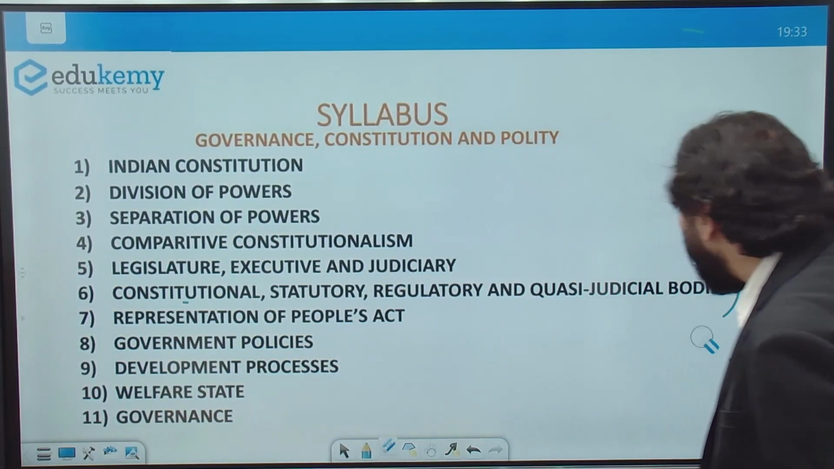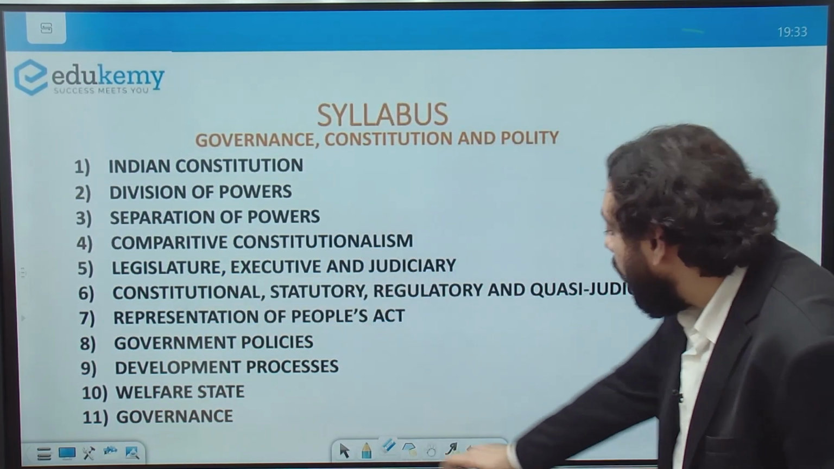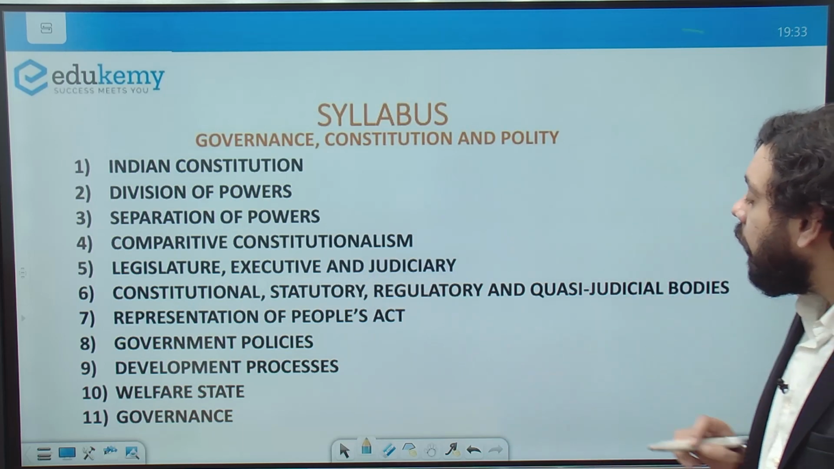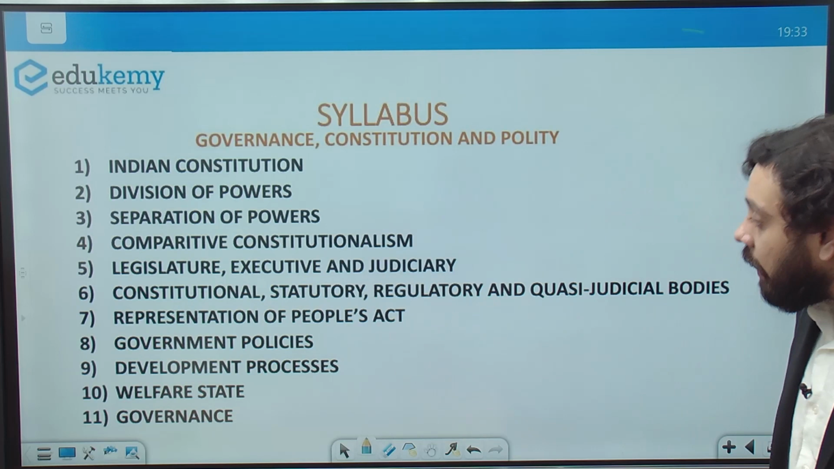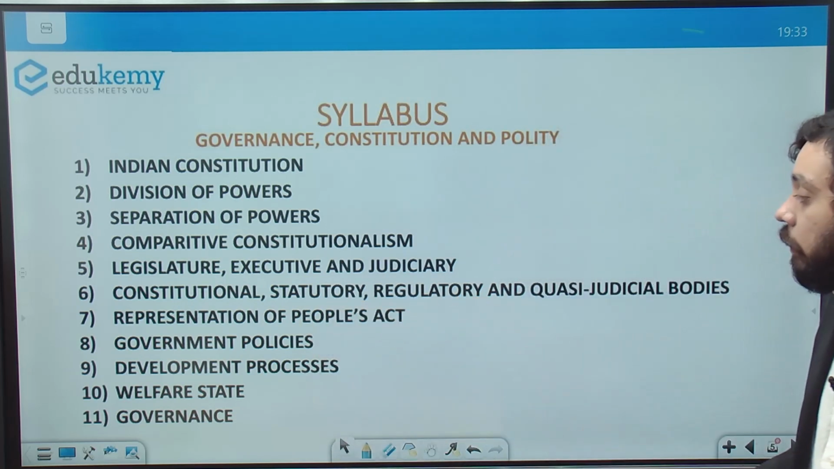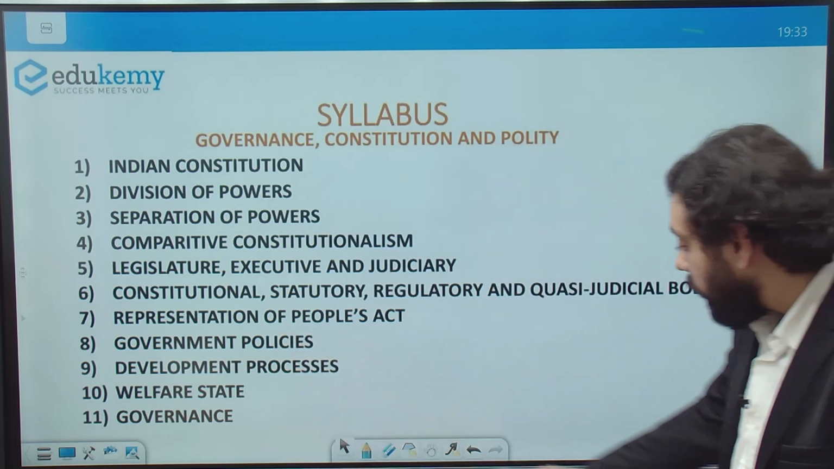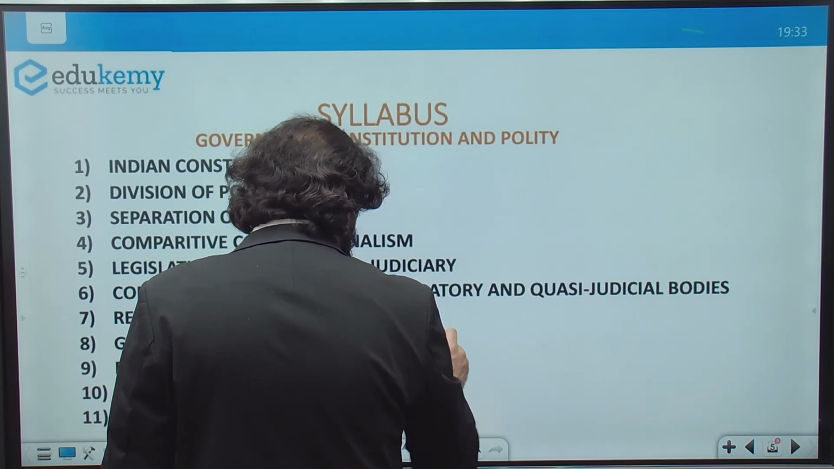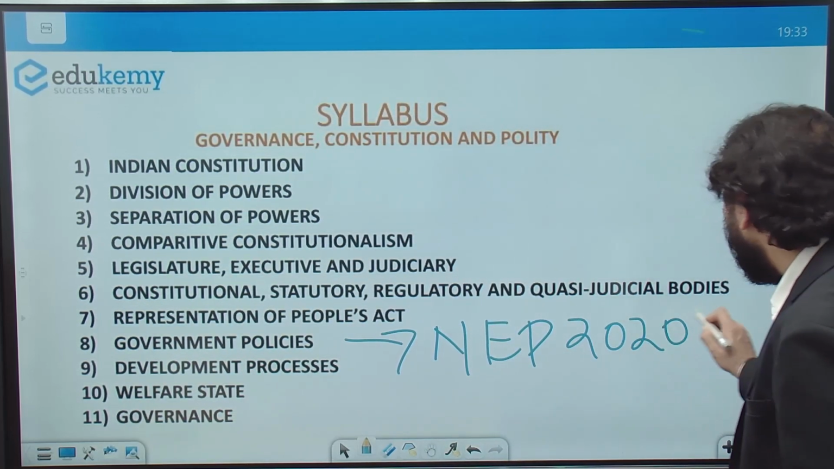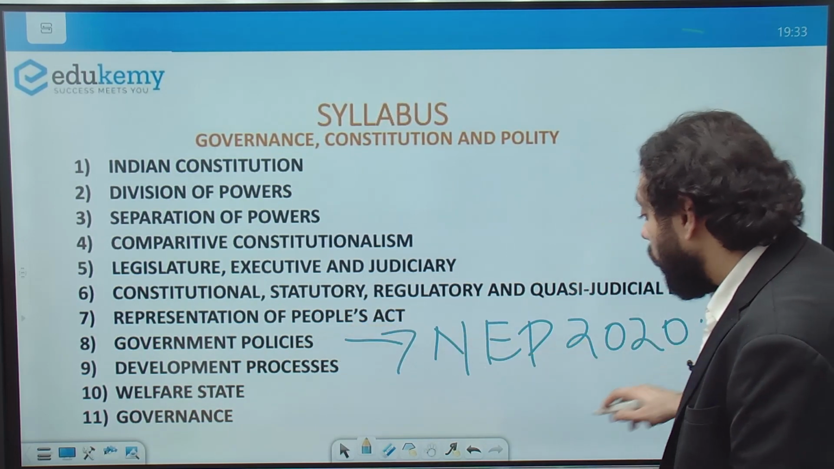After that, we have the concept of the Representation of People's Act. It's a very simple and small coverage which deals with certain limitations and conditions which are applicable to people who are fighting elections in India. Also covers certain powers of the Election Commission of India. After that, we have government policies. For example, the question on National Education Policy (NEP 2020), which was asked in last year mains, was asked from this kind of a syllabus part.